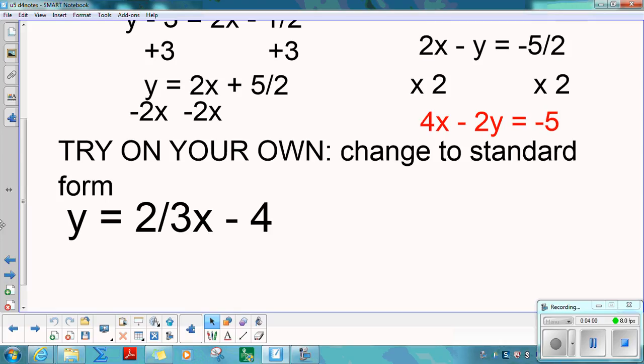To try on your own, you're going to be changing slope-intercept to standard form, which is a little bit easier than the example. A little less work you have to do. But go ahead and try this. If you have a question, you can write it down. We'll go over the answer in class and the process as well.